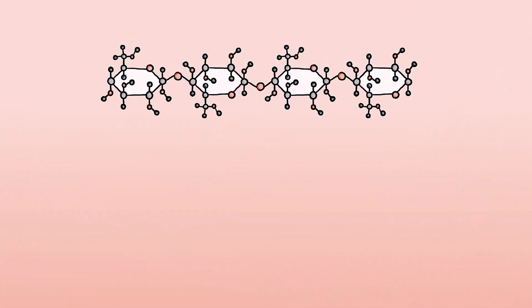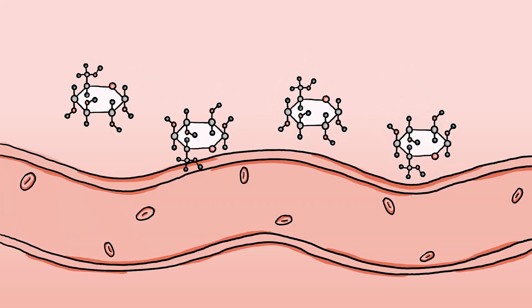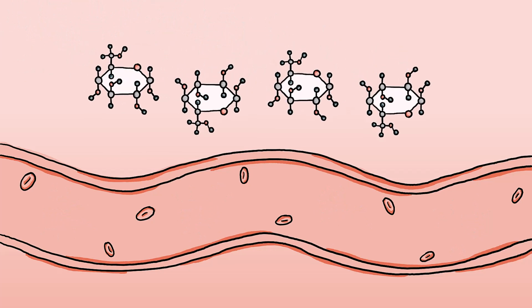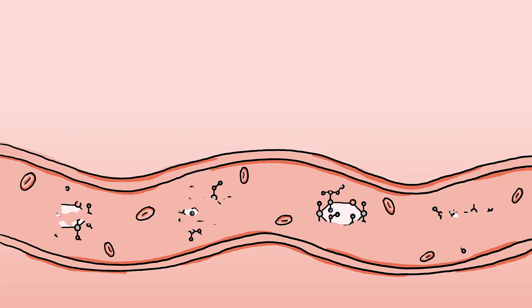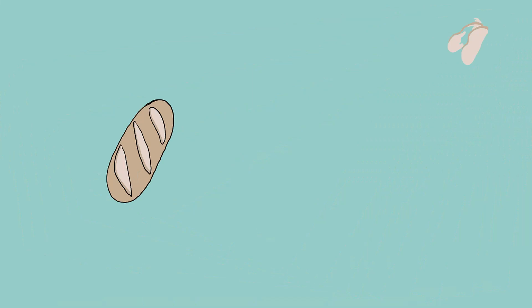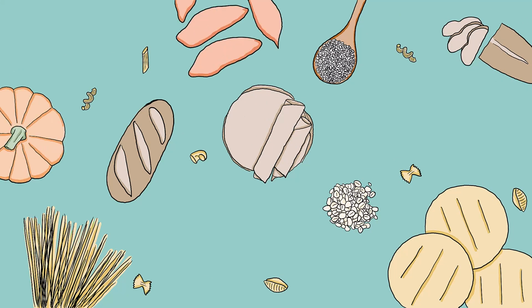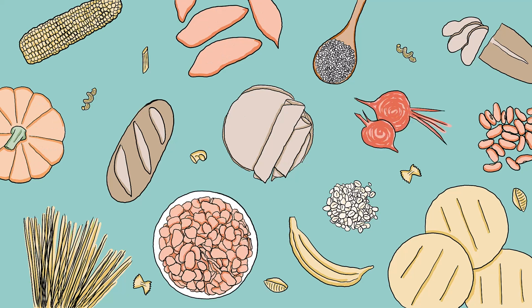Carbohydrates, or carbs, are a macronutrient that digest into glucose, or sugar, which is absorbed into the blood. Carbohydrates are an important nutrient and do not need to be avoided. There are many foods that contain carbohydrates, including breads, grains, pastas, starchy vegetables, fruits, and more.